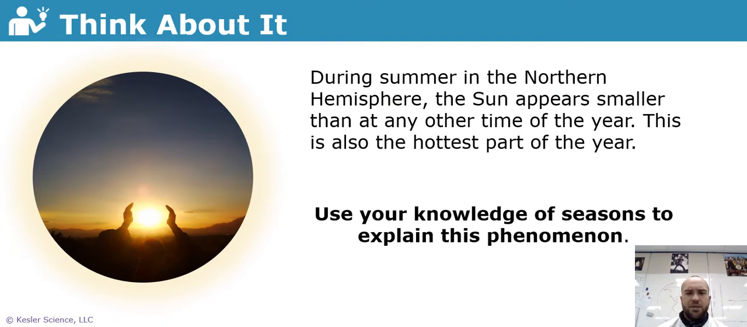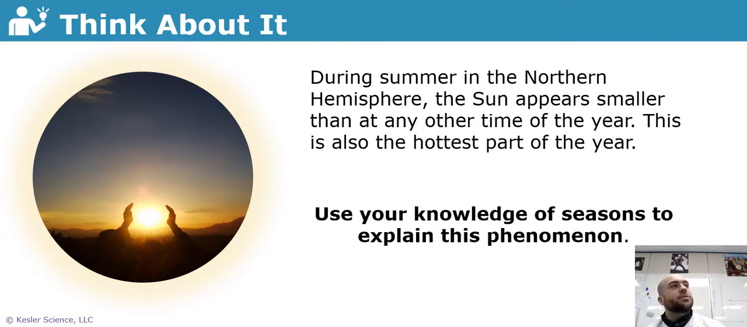So think about it. During the summer in the northern hemisphere, the sun appears smaller than at any point in the year. This is also the hottest part of the year. So the day length changes, but also the amount of direct sunlight changes. Tilt causes a change in day length, and it also causes a change in direct sunlight. During the summer, the sun gets the highest in the sky, so it's the furthest away, so it's actually going to look a little bit smaller.